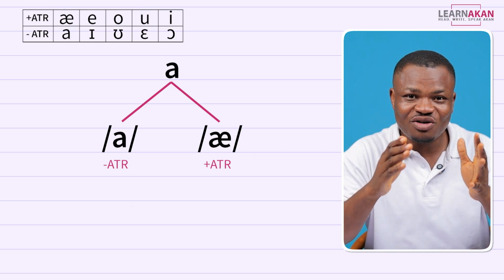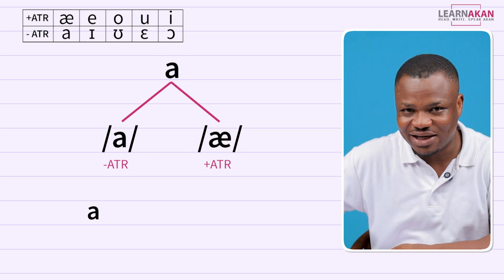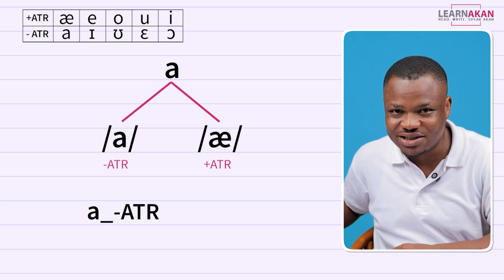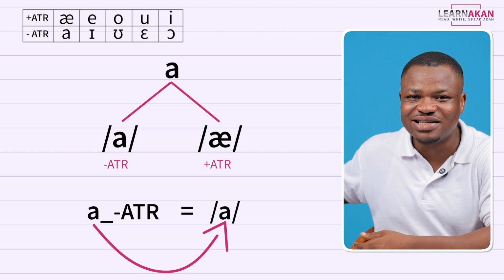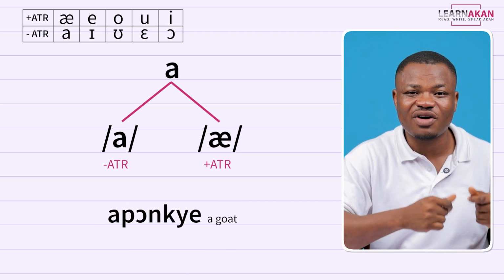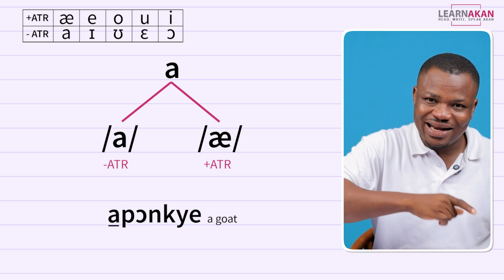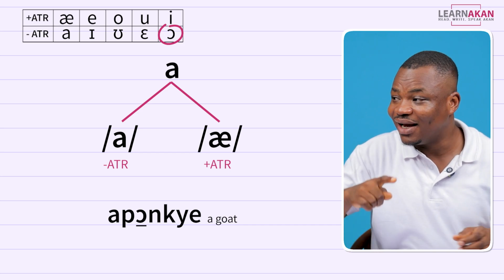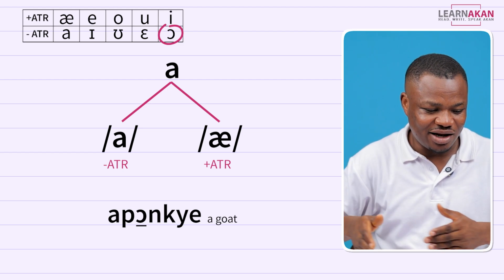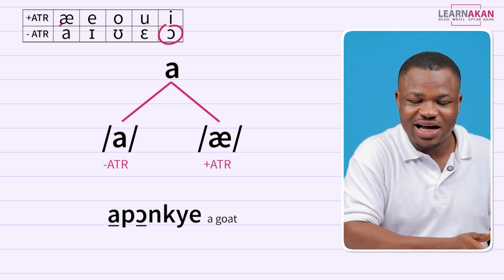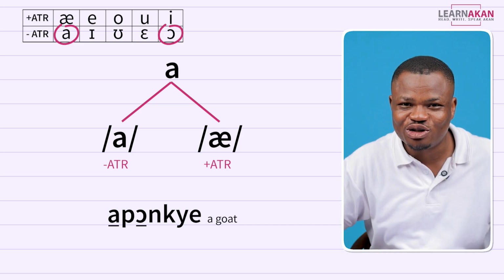So following from this, if you come across this a and you find that the vowel that comes next is from the minus ATR set, then the a will most likely be pronounced as the regular a because that is from the minus ATR set as well. So for example, we have aponche, a goat. We have a in front and the next vowel is o, and o is from the minus ATR set. So once you have that, then the initial a should be pronounced as the regular a because that is also from the minus ATR set, to ensure that there is harmony.